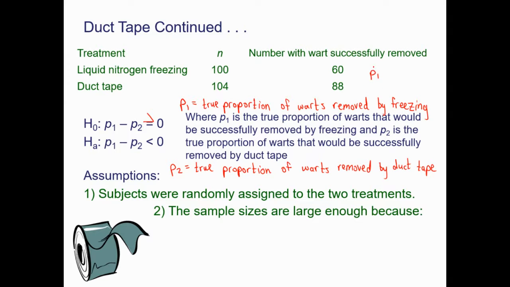So how do I get P1 hat? 60 divided by 100, which is 0.6. P2 hat, which is the 2 decimal places. Yep. 0.85.